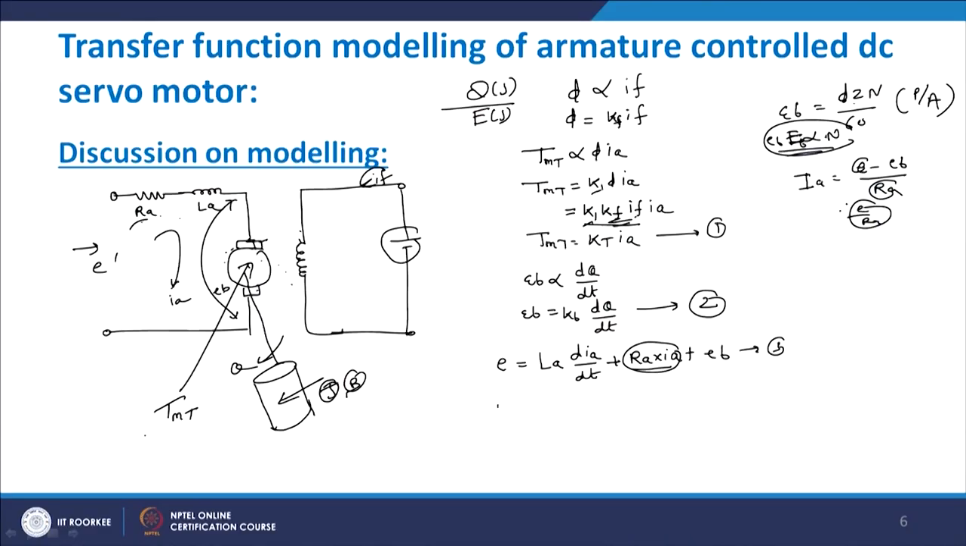So, here also we can write the expression of the torque developed by the motor, that is the mechanical torque. The torque equation is J d square theta by dt square plus b d theta by dt equals Tm, and this we have derived, that is equal to Kt into I. This is equation number 4. So, these are equations 1, 2, 3, 4, and all these equations cover the model of this servo motor.